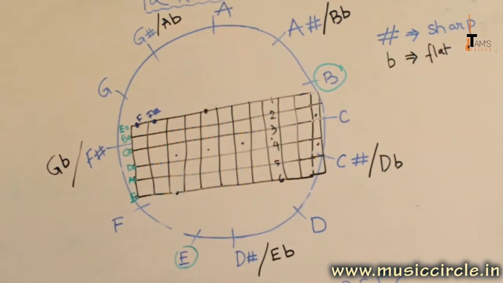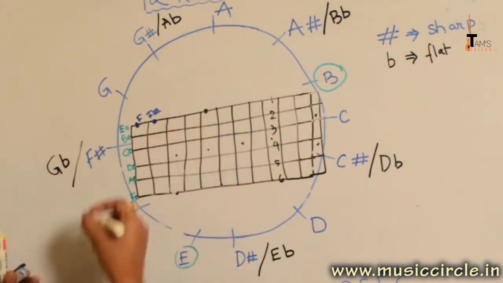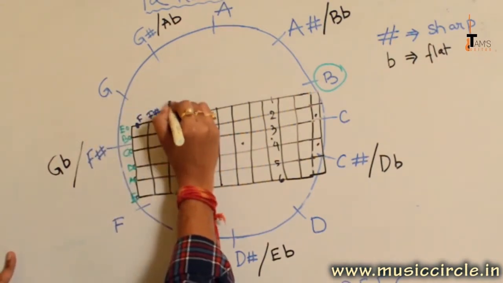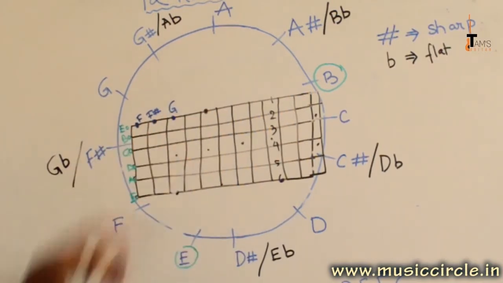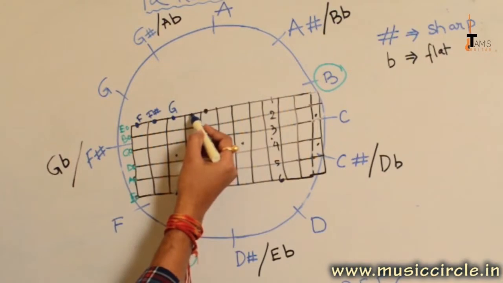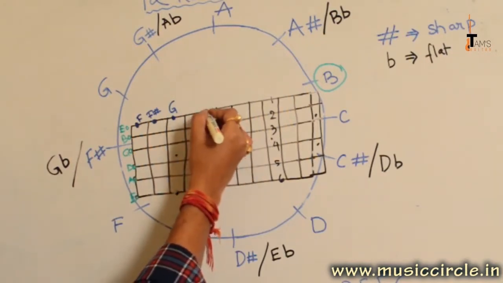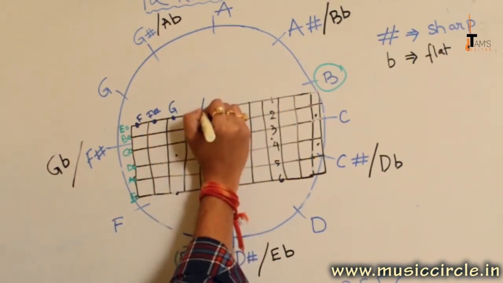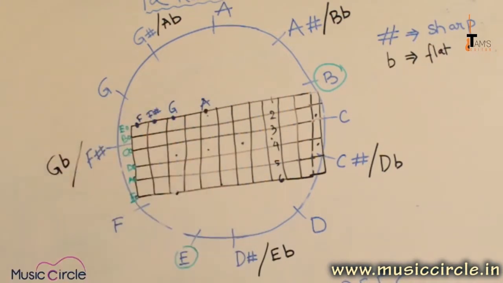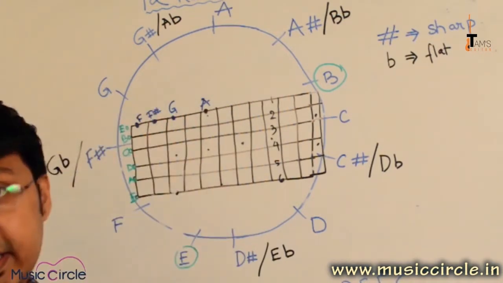Alright? Then the next note is G. I hope you can read it, I'm writing it quite small. Similarly, the next note is G sharp and the 5th fret is A. So this is the way you can find out any note on any string.